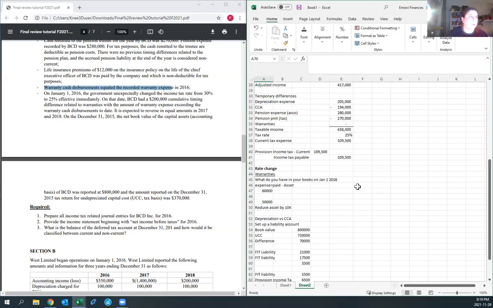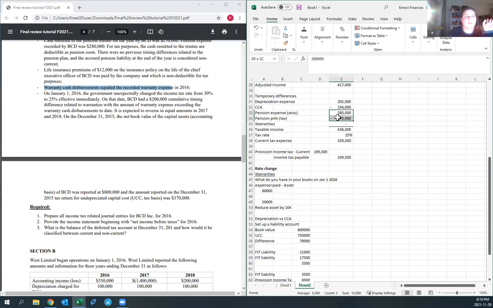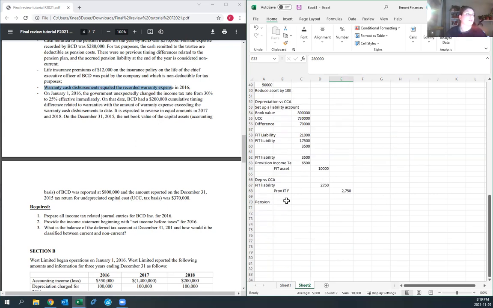And then for my pension, first year, so we don't care whatever amount we get here. If it's positive, negative, then it's going to be either an asset or liability. So here it gives us a difference of 10,000 positive. So we're going to set up an asset account. It's going to be future income tax asset and provision income tax future of 10,000 times 25%.